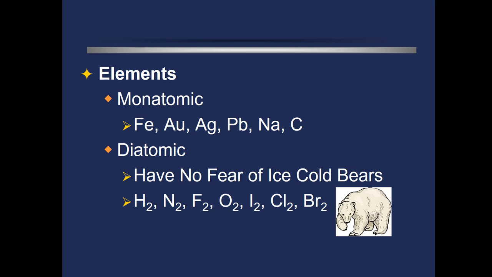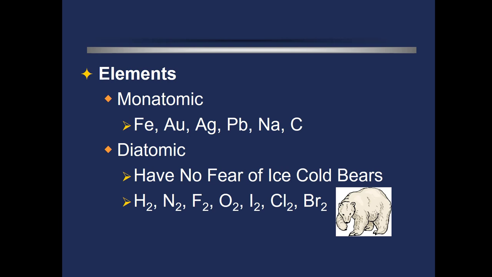Some other elements that you might be familiar with are iron, gold, silver, lead, sodium, and carbon. If you notice, the abbreviations for these elements are a little bit different, and that's because they are named after their ancient name, or their Greek or Latin name. They've taken that Greek or Latin name and shortened it.